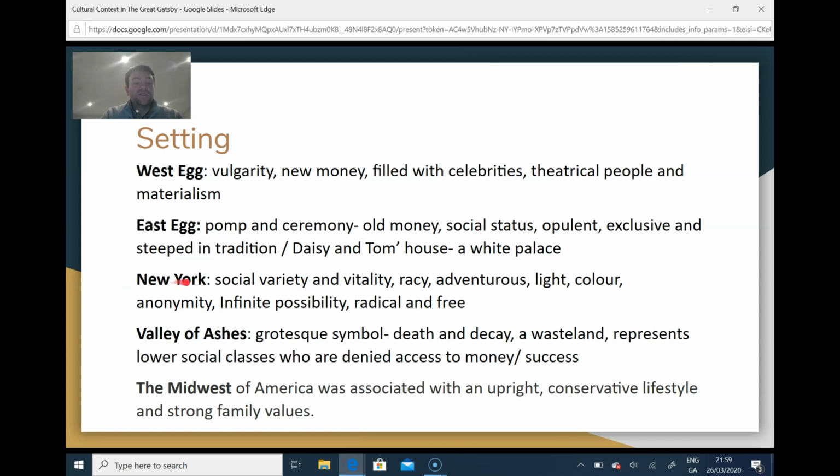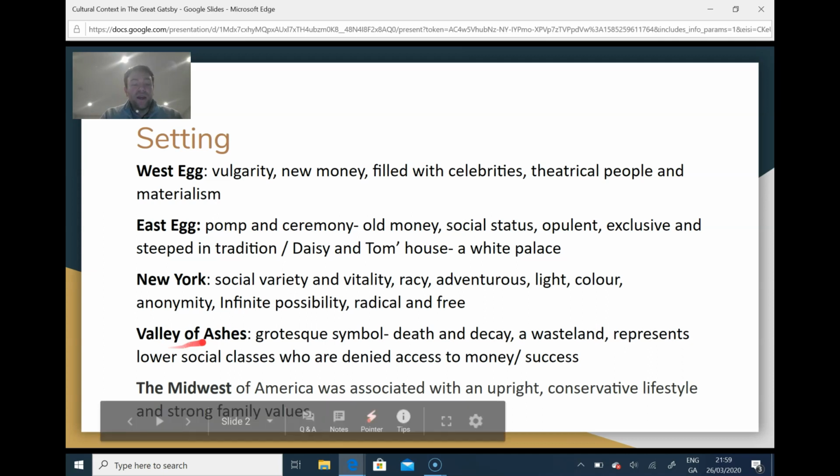New York is very different. New York, the city, Manhattan, the social variety and vitality. That means that people from different social classes can mix in New York, and it's important because that's where Tom takes Myrtle, his mistress, the woman he's having an affair with. They seem to be on a level playing field when they go to New York. It's racy, adventurous, it's light, colour, anonymity. New York offers anonymity, whereas in East Egg, everyone knows who is who. With anonymity, you can hide the fact of your family. So Gatsby may have been better off in New York than trying to step into West Egg or into the company of those in East Egg.